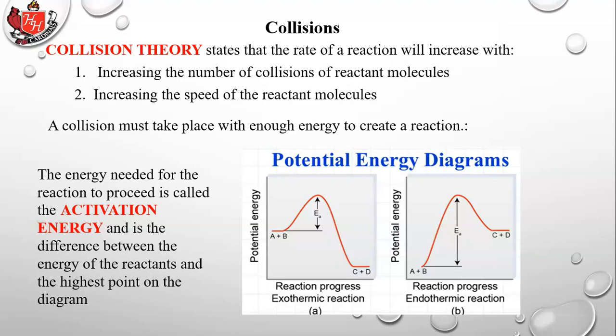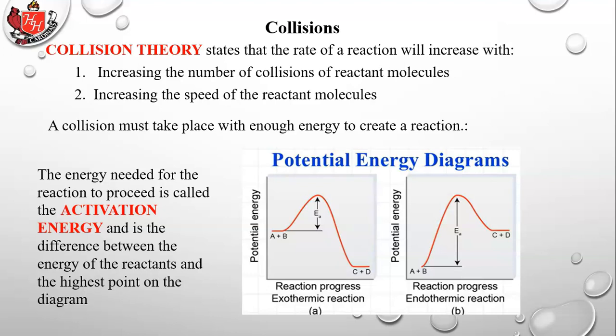So once they get up over that hill, it's like riding a bicycle, they can then ride the bicycle down to the bottom of the hill on the other side, and that's the products. And you see that in both of the diagrams. Now the difference between the two diagrams is the diagram on the left is an exothermic reaction because the products C and D end up at a lower energy than A and B. That means they're going to give off energy, give off heat, enthalpy.